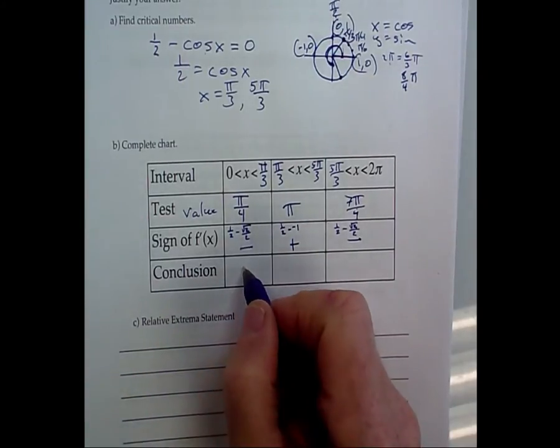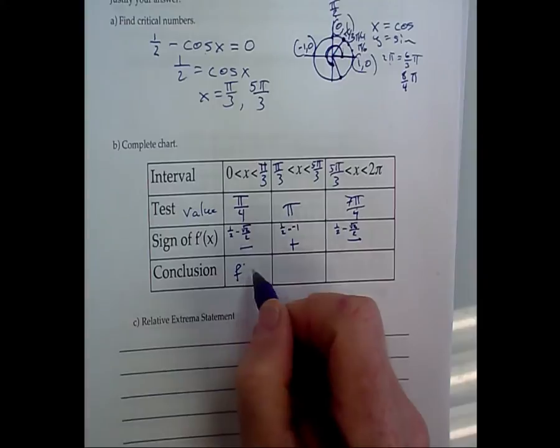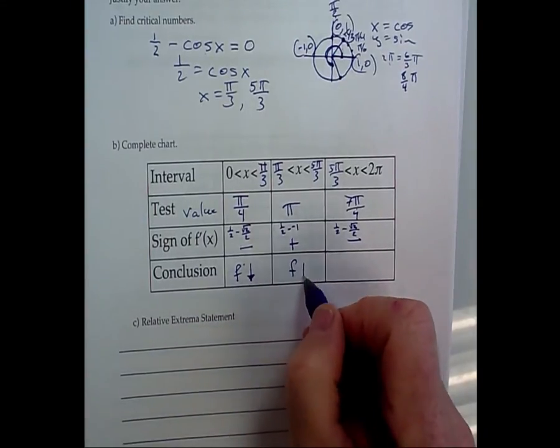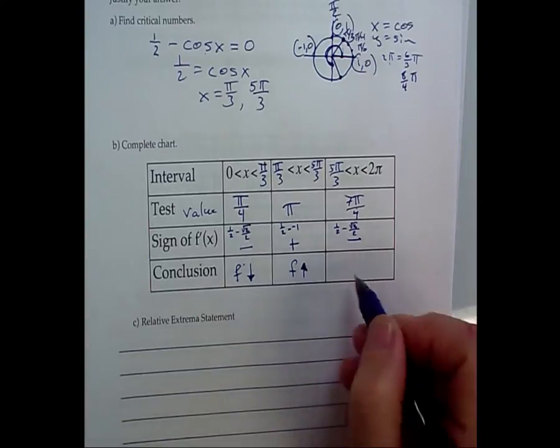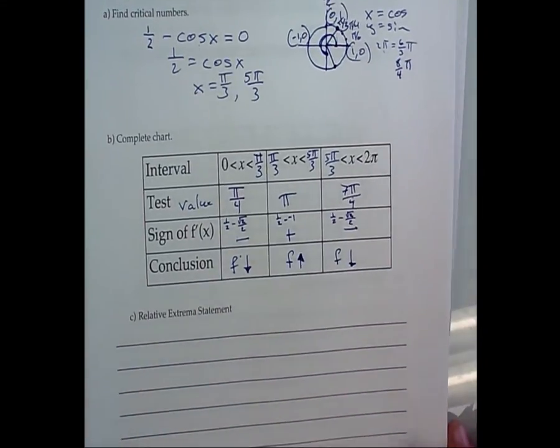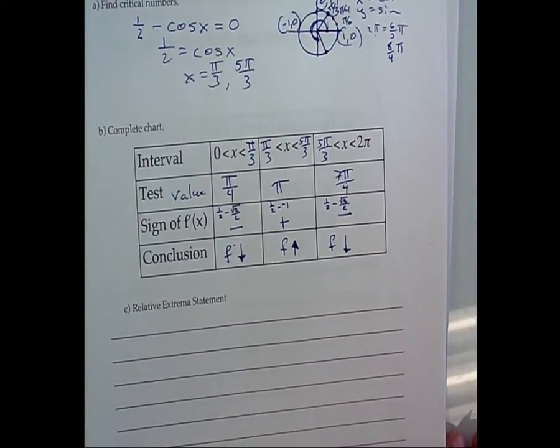So what does this mean? That means f is decreasing. It means f is increasing. It means f is decreasing. Ty, does that make sense? Okay, Ty, what else I do to help me out, because I got to write a justification. Because it says justify what your extrema are. So this is what I do.